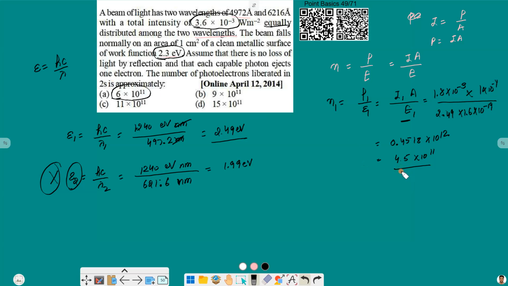Because only these photons will be able to eject electrons. Oh, sorry. Wait a minute. A correction here. We have to find out in 2 seconds. So these are the number of photons incident per second. So in 2 seconds, we will get 2 into 4.5 into 10 raised to power 11. So that will be 9 into 10 raised to power 11 photons in 2 seconds, and an equal number of electrons, because as mentioned, each photon is capable of ejecting an electron.